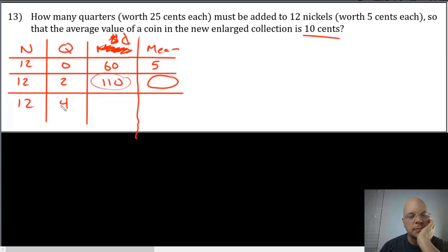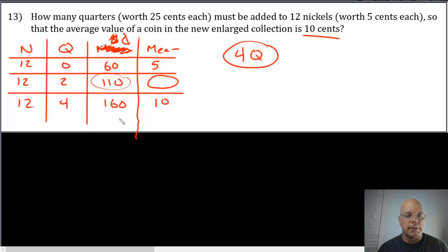So I have 60 cents plus $1 is $1.60, or 160 cents. And I have 16 coins in total, so 160 divided by 16 is 10. So the answer is 4 quarters. There are many other ways to think about this problem. I'm going to talk about 2 of them, because I like to try to teach you some extra things in the video when I can, without hopefully making it too long.